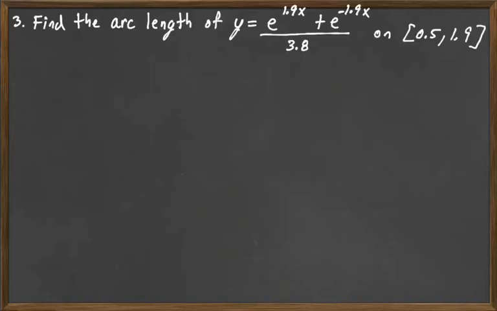Okay, in this video we're going to be looking at finding the arc length of y equals (e^(1.9x) + e^(-1.9x)) / 3.8 on the closed interval 0.5 to 1.9.